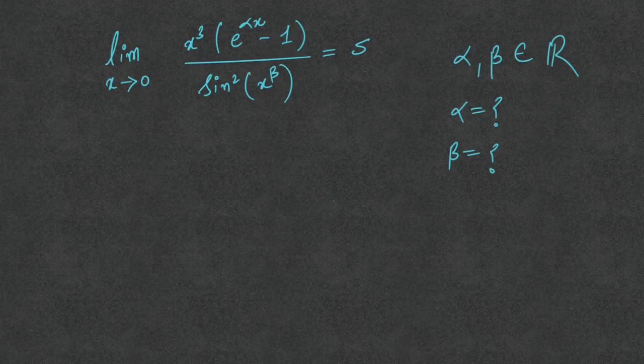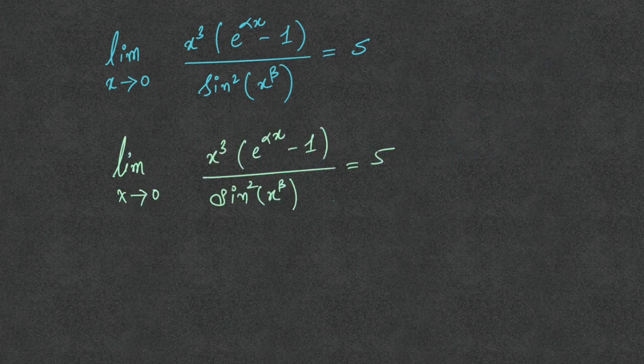Limit x tends to 0, x cube into (e to the power alpha x minus 1) upon (sine square of x to the power beta) equal to 5. The value of the limit is given, and alpha and beta belong to the real numbers. We want to find the values of alpha and beta.